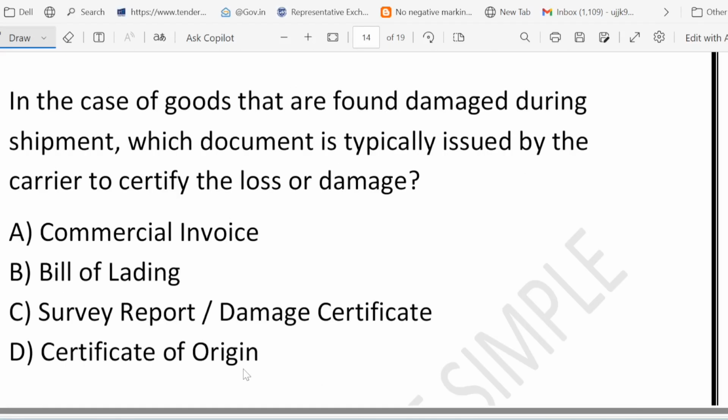The question says that in the case of goods that are found damaged during shipment, which document is typically issued by the carriers to certify the loss or damage? Commercial invoice, bill of lading, survey report, certificate of origin. Let's go through each and every option.